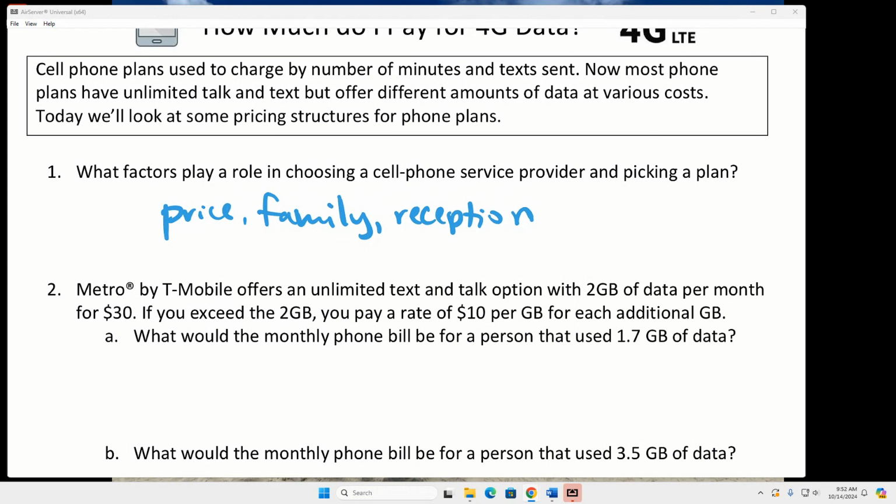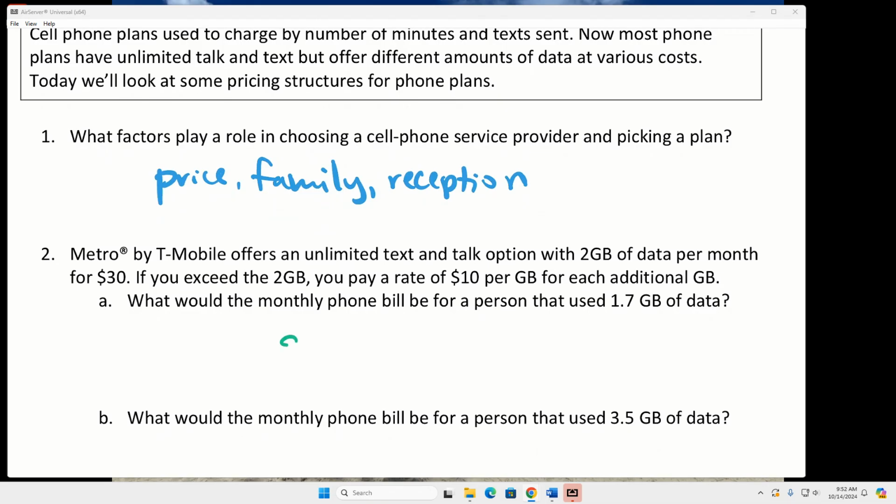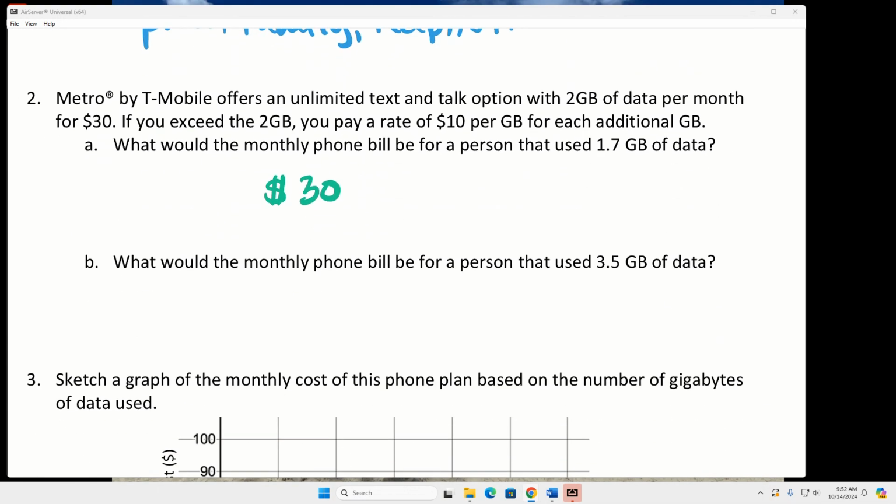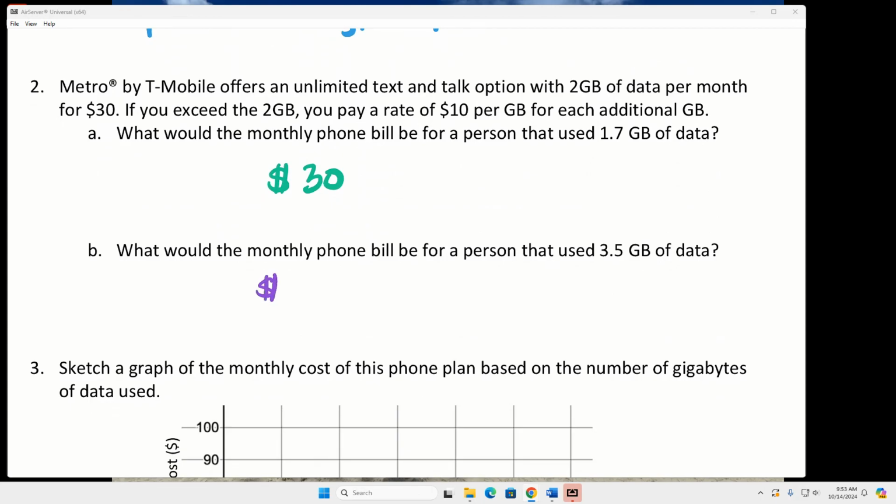All right, and so let's say that we have this Metro by T-Mobile offer, and a person uses 1.7 gigabytes of data. How much would their monthly bill be? What about 3.5? I think I heard it. 45. Yeah.